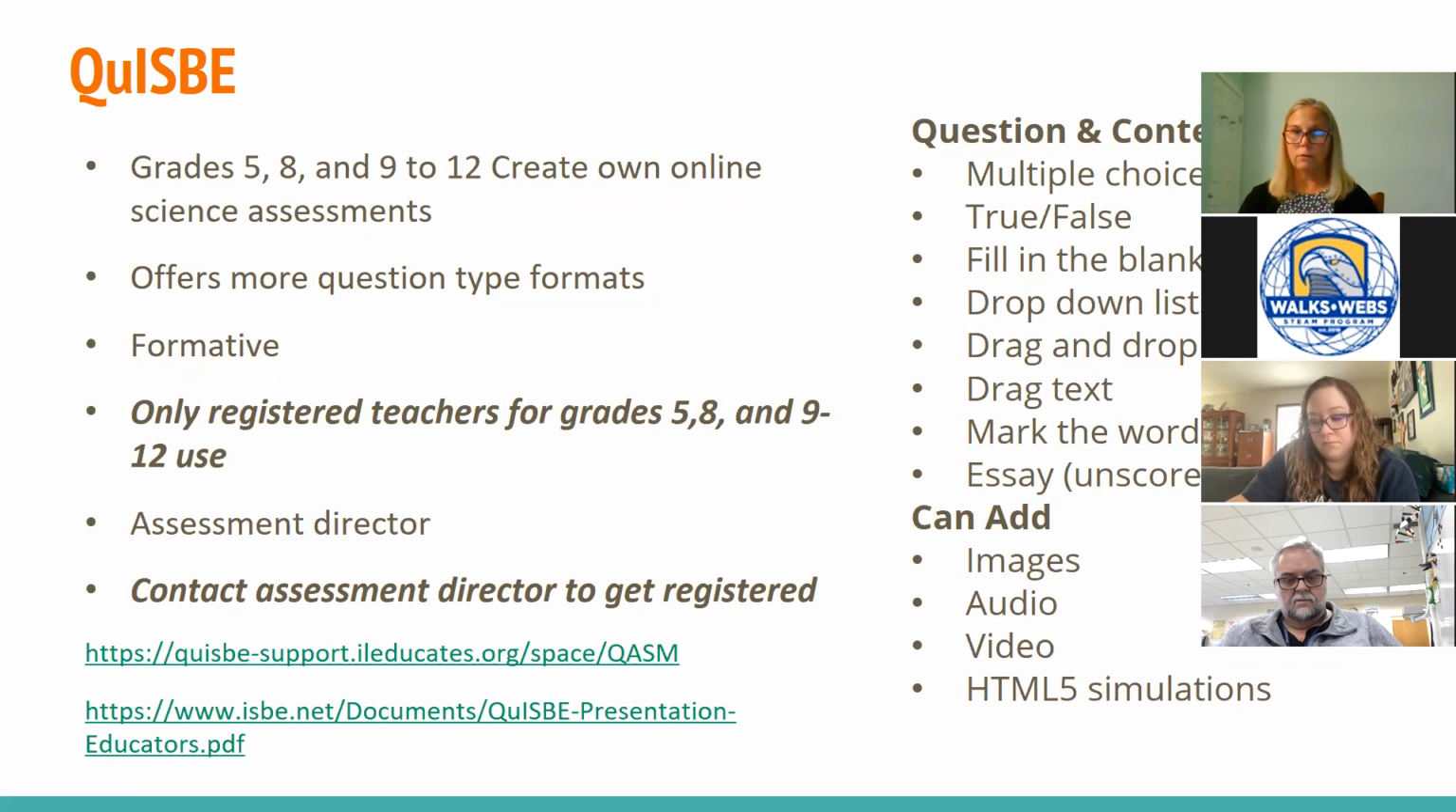But if you are a 5th, 8th, or high school teacher and you don't have access to it, you can't register yourself. You need to go to, depending upon the title within your district, someone who's like an assessment coordinator, an assessment director, maybe the person who works with the state testing, getting your school registered, might be a science chair or something like that. Talk to that person and they can get you admitted to the system.